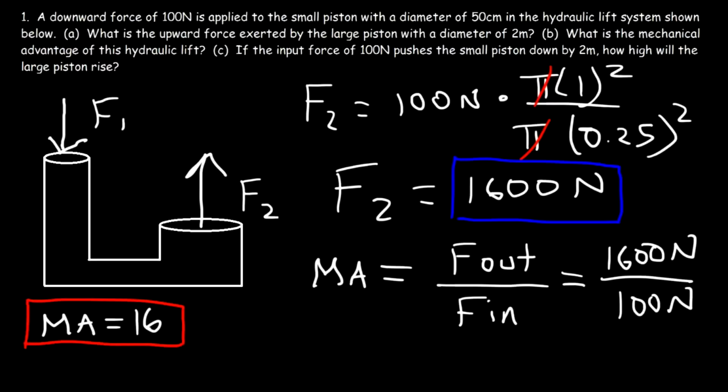So if we were to apply an input force of 1000, this particular machine would multiply that input force by 16. So we would get an output force of 16,000. And so that's what the mechanical advantage of a machine tells you. It tells you what factor the machine will multiply your input force. So if we apply a force of 10 newtons, the machine is going to multiply that by 16 and exert an output force of 160 newtons.